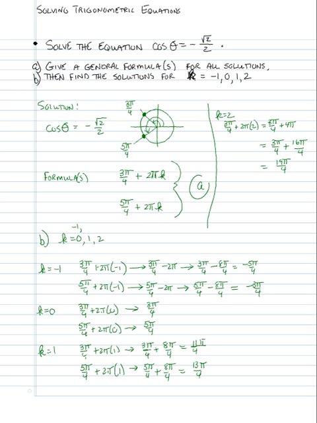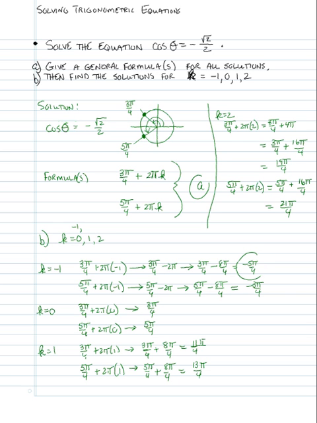Now that's just the first formula. The second formula is 5 pi over 4 plus 2 pi times 2. And I'm going to kind of jump a little bit ahead. That's 5 pi over 4 plus 4 pi, which is the same as 16 pi over 4. And so when we add those together, we get certainly 21 pi over 4.